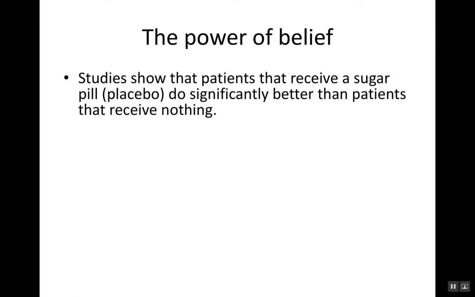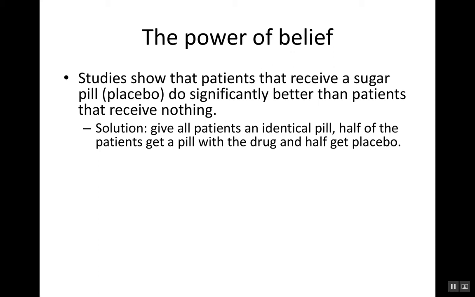However, there are some problems. One of the problems is that studies have shown that patients that receive a sugar pill, a placebo, do significantly better than patients that receive nothing. So if they think that it is a real effective drug, then they do better than if they don't get a drug. So the solution is to give all patients an identical pill, and half of the patients get the pill with the drug and half get just a sugar pill, but they look exactly the same.